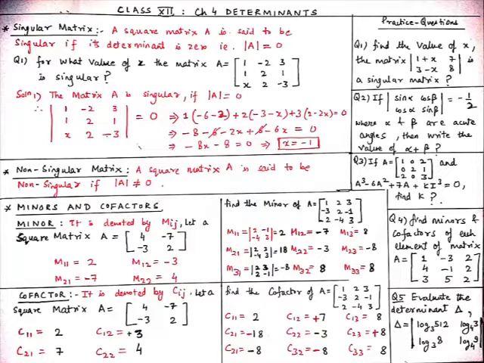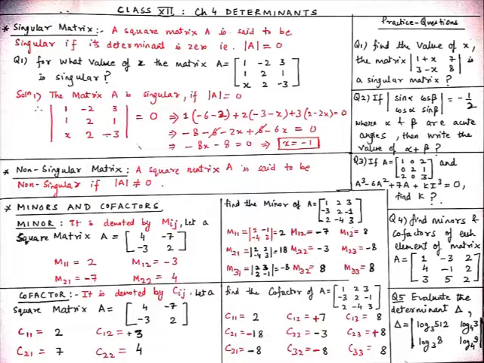And now for C11, take A11 element, which is 4, and now hide R1 and C1. So we get C11 equal to 2, and we know that here 1 plus 1 equal to 2, which is even. So C11 is positive, which is equal to 2. And now for C12, take A12 element, which is minus 7, and now hide R1 and C2. So from here we get C12 equal to minus 3, and we know that 1 plus 2 equal to 3, which is odd. So here we will take negative. So negative of minus 3 will become positive 3.